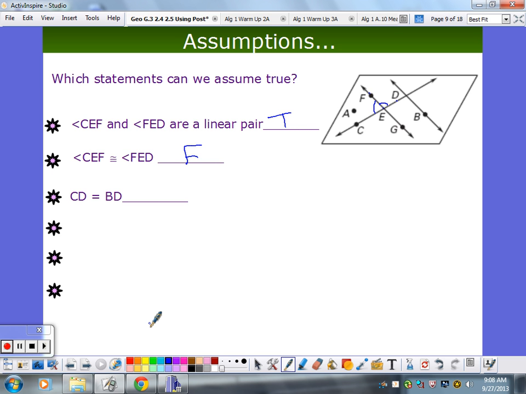CD, the length of CD, I think I put that one there, let me just make sure. The length of CD equals the length of ED. Can I assume that? I don't think so. Can I assume they're not the same length? No. Now, you may say, no, look, it's obviously CD is much bigger than ED. That's silly. Can I assume that?